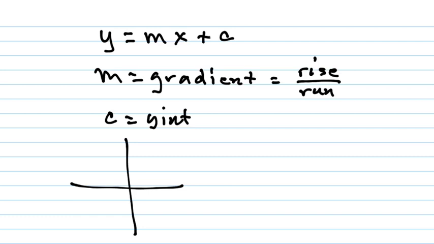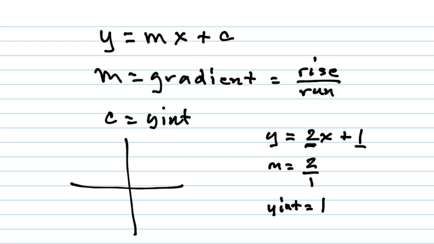Everybody remember that? So if you have y equals 2x plus 1, what is my gradient? 2. And since I want rise over run, I'm going to put it as 2 over 1. What is my y-intercept? 1. So that means I'm going up 1. That's my y-intercept. And then from that point, I'm going to count up 2 and then to the right 1. So up 2 and to the right 1 puts me there. Then I can draw my line.